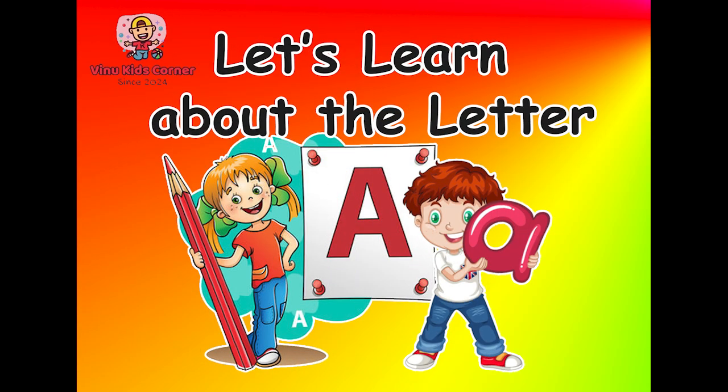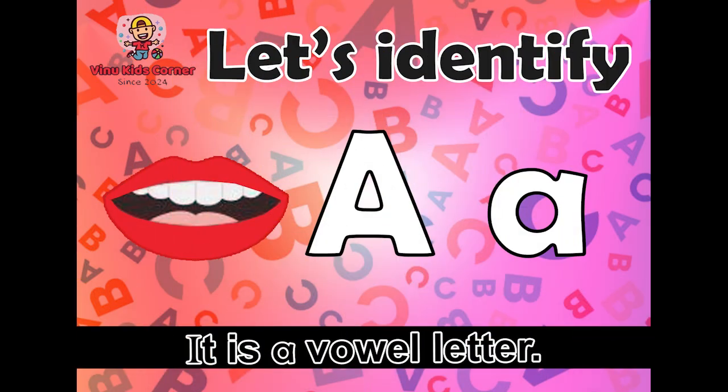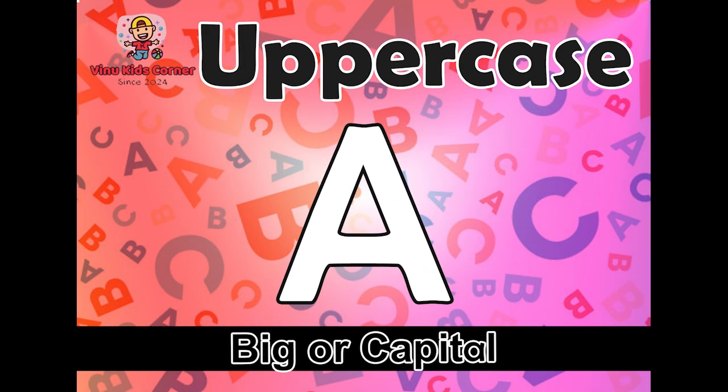Let's learn about the letter A. A is the first letter in the English alphabet and it is classified as a vowel. Here is a letter A in uppercase. It is also known as a big or capital letter.